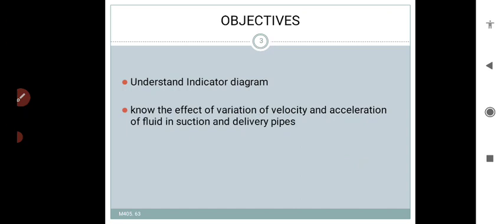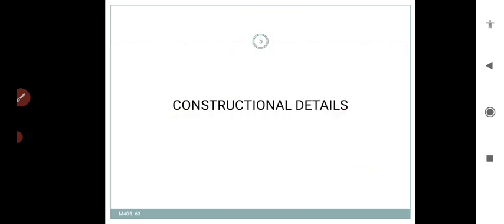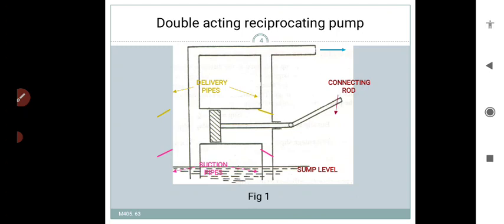and know the effect of variation of velocity and acceleration of fluid in suction and delivery pipes. So observe this diagram. This is a double acting reciprocating pump.